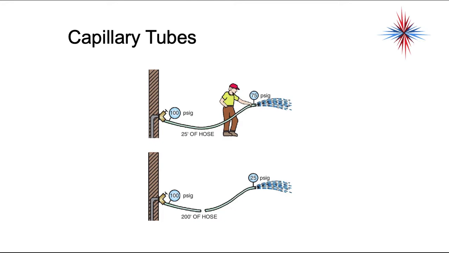If I make that hose longer, same inside diameter, same pressure coming into the hose, but now I have a 200 foot hose, that pressure drop caused by that restriction of the hose itself may be down to 25 psig by the time it comes to the outlet of the hose. Okay, a capillary tube and any expansion device basically is the equivalent of the spray coming out of the end of the garden hose.